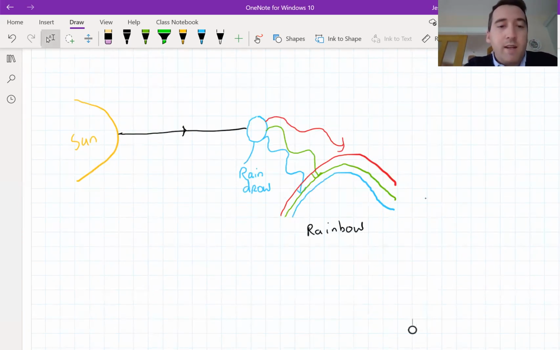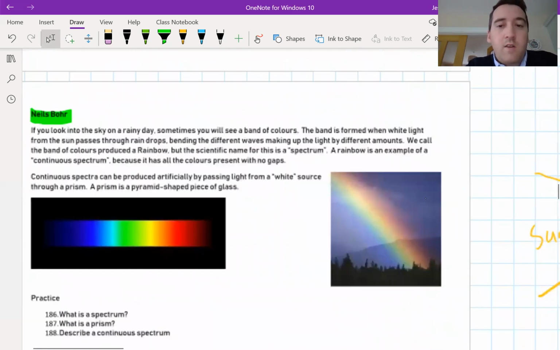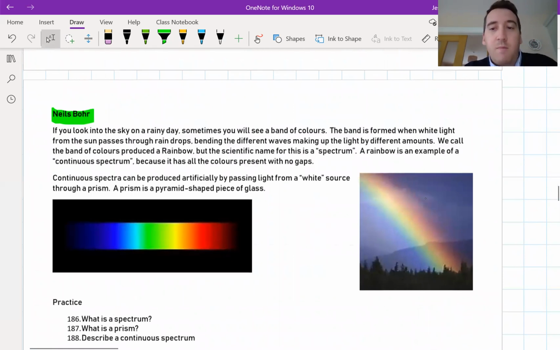Anyways, my pen has stopped working, so I'm going to go over here and we're going to read it over here. As you can see, the band is formed when white light from the sun passes through raindrops, bending the different waves making up the light by different amounts. We call the band of colors produced a rainbow, but the scientific name for this is a spectrum. A rainbow is an example of a continuous spectrum. And the reason why we say it's continuous is because it has all colors with no gaps.